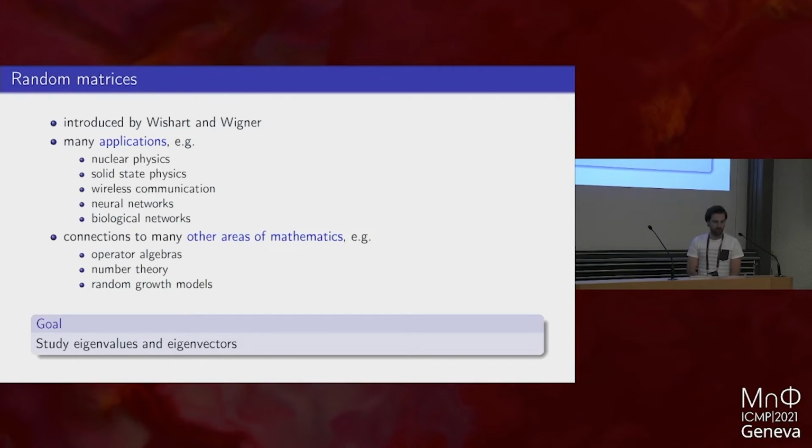Originally they were first introduced by Wishart in the 1920s and Wigner in the 1950s. Actually both of the motivations to define them came from applications, and since then random matrices have found many more applications. For example, in nuclear physics, solid state physics, or wireless communications, and also neural and biological networks. Moreover, they have found many applications or connections to other areas in mathematics, for example, operator algebras, number theory, or also random growth models.